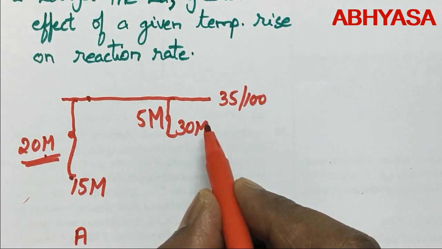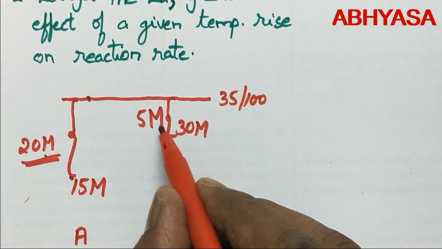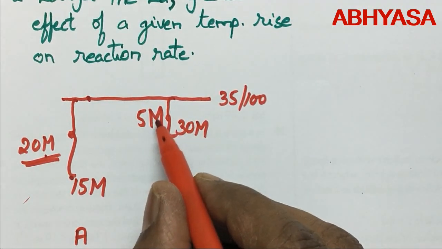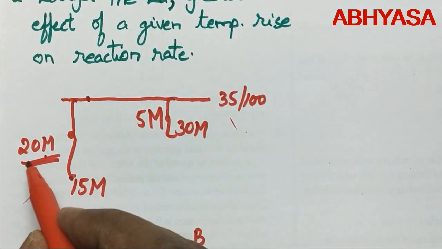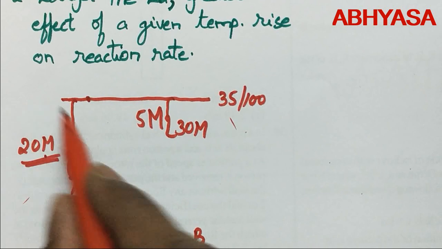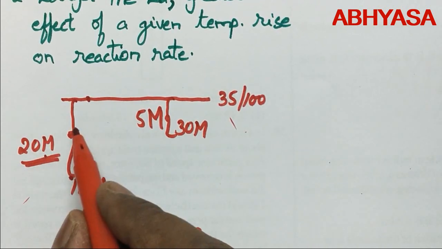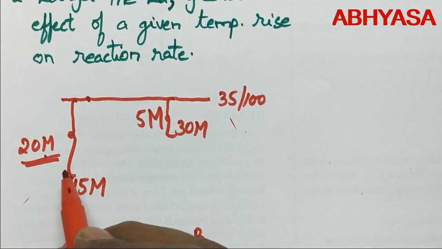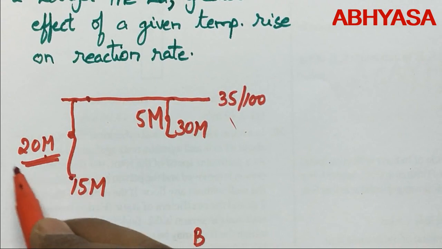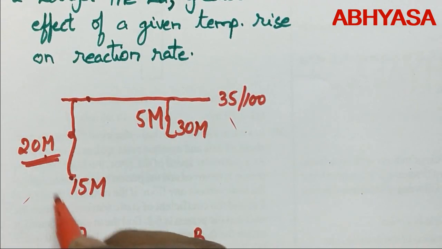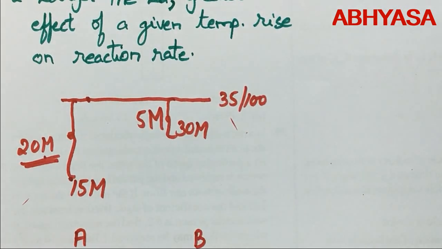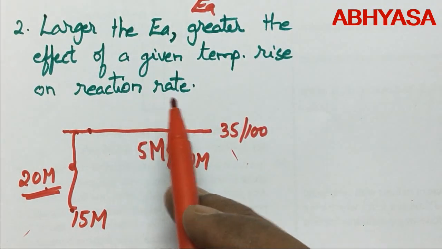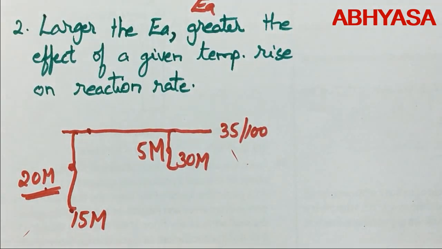So when we increase the temperature, definitely this 5 kilojoules of energy is gained by these reactant molecules and they easily cross the energy barrier. And in this particular case, 20 kilojoules of energy will be gained. In which case is the influence of temperature more? Definitely here, because with the increase in temperature, a more additional amount of energy is gained by the reactant molecules to cross the energy barrier. So that is the meaning of this one. The larger the activation energy, the greater the influence of a given temperature rise on the reaction rate.